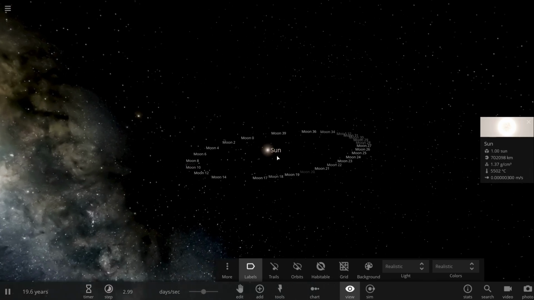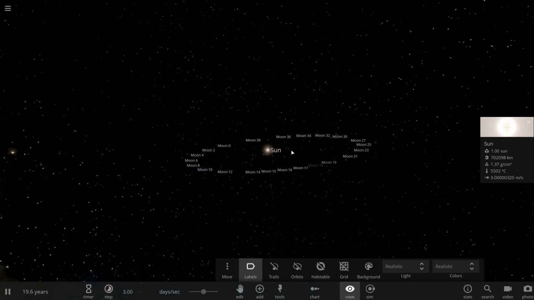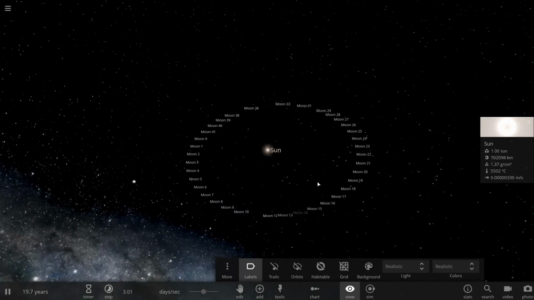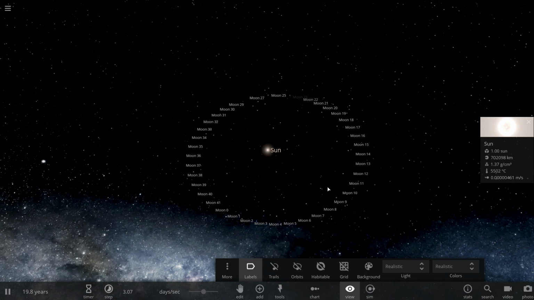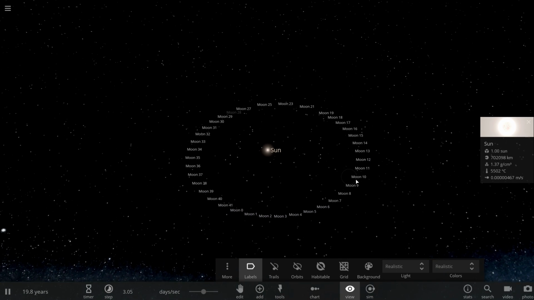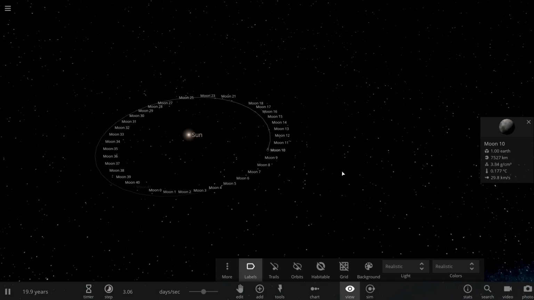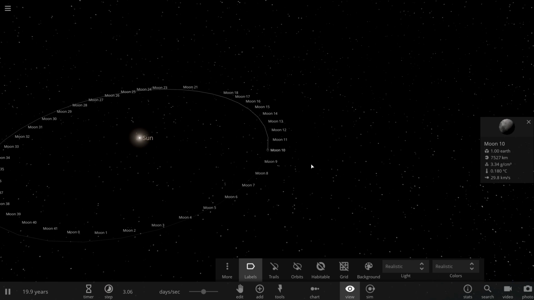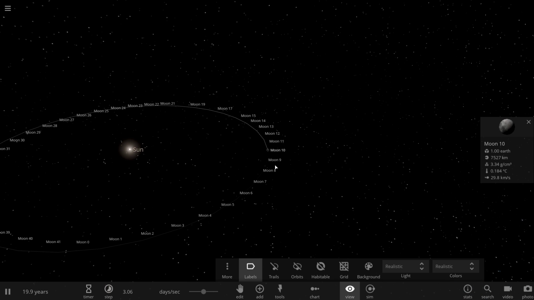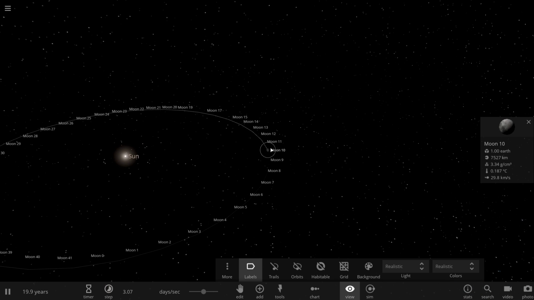The idea was to see how many planets we can place in the same orbit, and the answer is at least 42. But obviously, we could actually increase this number quite a lot, as a matter of fact, because we only looked at Earth mass objects here. We could increase this to even more if this was a much, much smaller object.